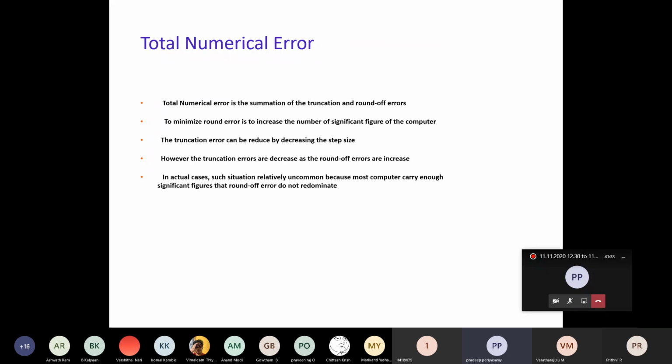Now we are going to look at total numerical error. So we have seen termination error in previous problems. That means when a problem is continued with a lot of steps, if you are terminating it after a particular portion of steps, it will result in some termination error. And round off error is something which happens when we round off the answer in digits. To minimize the round off error, we increase the number of significant figures of the computer. Termination error can be reduced by decreasing the step size. However, as the termination errors decrease, the round off errors increase. In actual cases, it's relatively uncommon because computers and calculators will actually calculate how much they have to round off and like that. Next slide please.